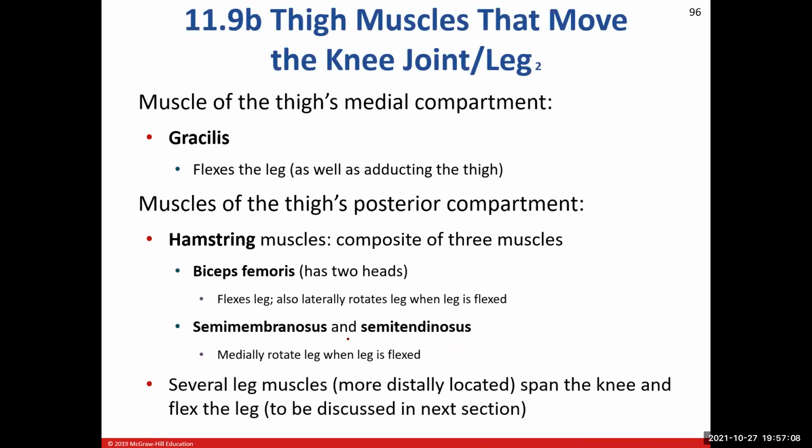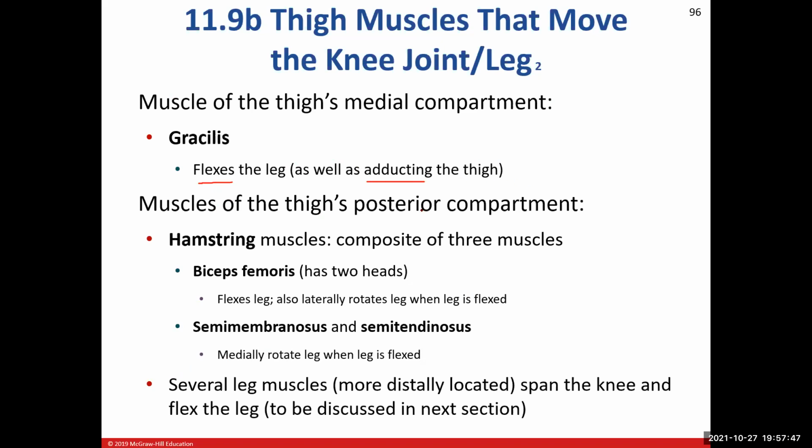All right, how about if we move down into the leg now? So we're going to now talk about the muscles that are going to manipulate or move the knee joint, the leg. So you have gracilis, and we talked about that. That was in the medial compartment of the thigh, but it does play a role in flexion of the leg because it does cross the knee there. So it will flex the leg when we're talking about the knee joint there. We already know that it adducts the thigh because it's found in the medial compartment there.